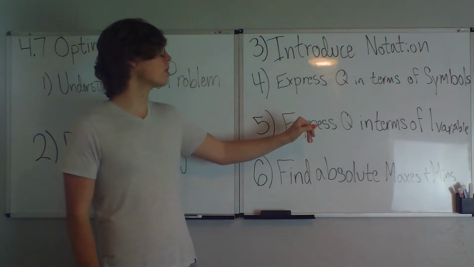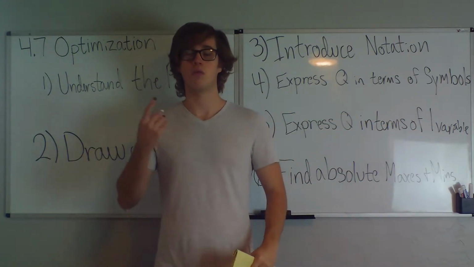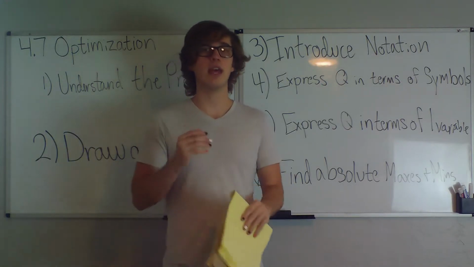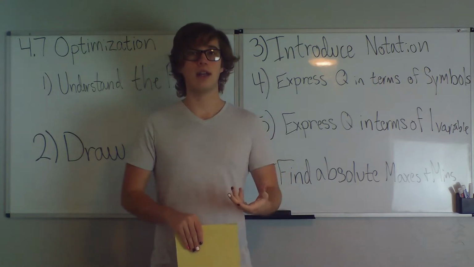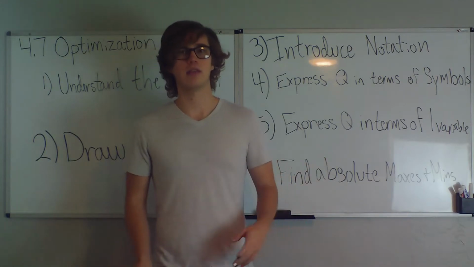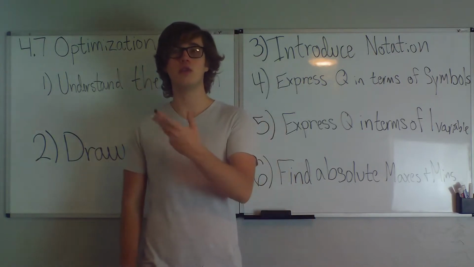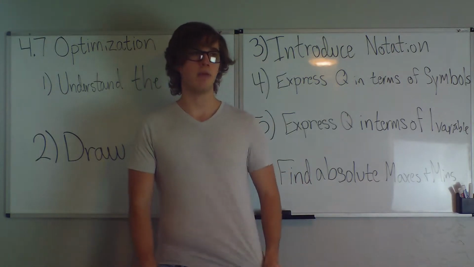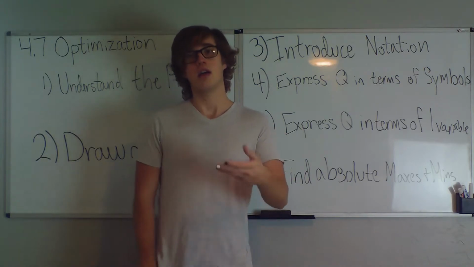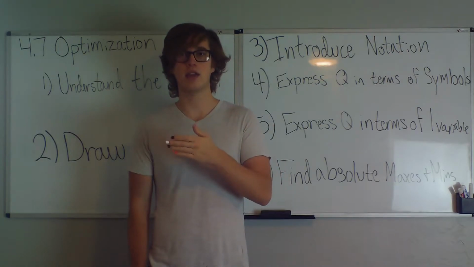Fifth, express Q in terms of one variable. So once you get it down to one variable, or once you have your A equals B times H, you then need to find what that is equal to in terms of one variable. So what do I mean by this? Well, if you have your area is equal to base times height, and then your base is 2 times greater than your height, maybe area equals base times height, that's the same thing as saying area is equal to 3 times height, 3h.